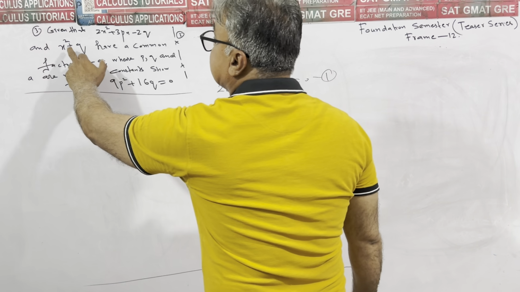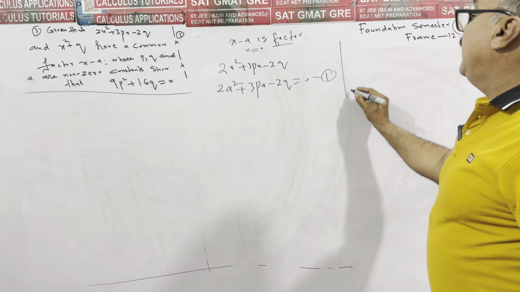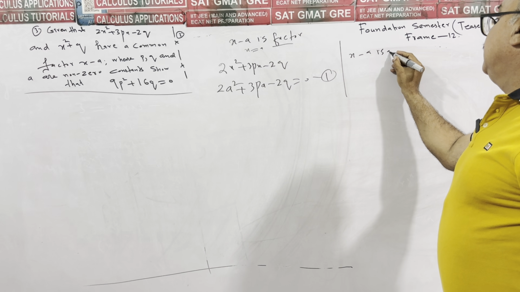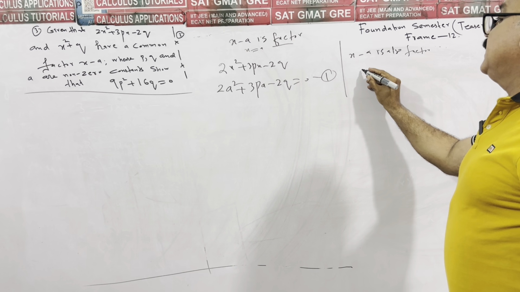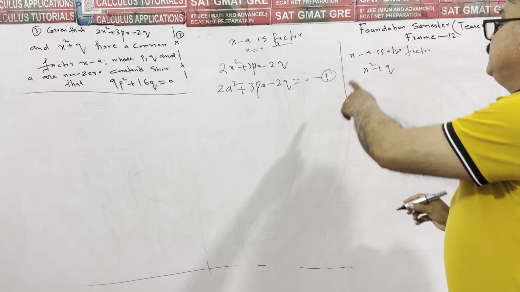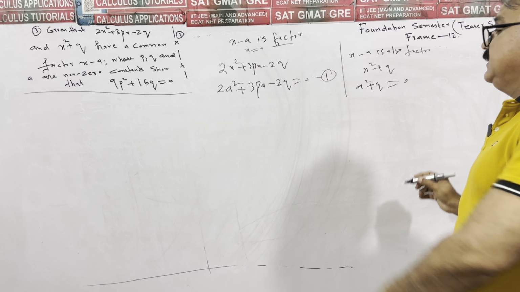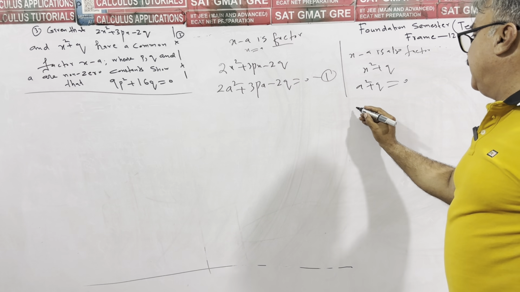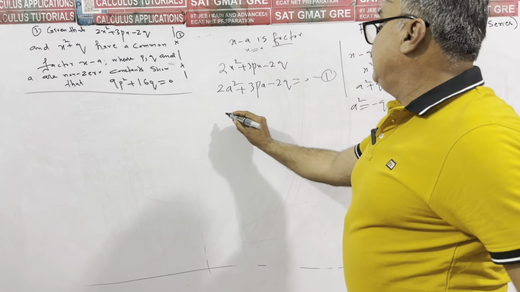What about the second condition? Second condition, x square plus q. X minus a is also a factor of this one, x square plus q. So instead of x, we can put a square plus q is equal to 0. Now from here, the value of a square is minus q. Put it here, it will become 2 times a square, meaning negative q.